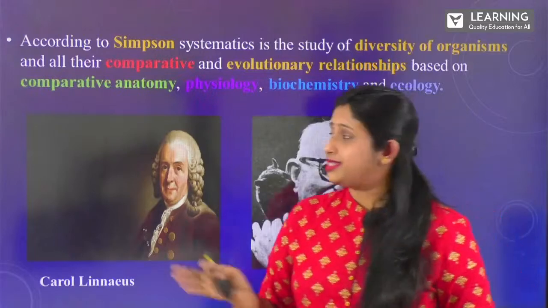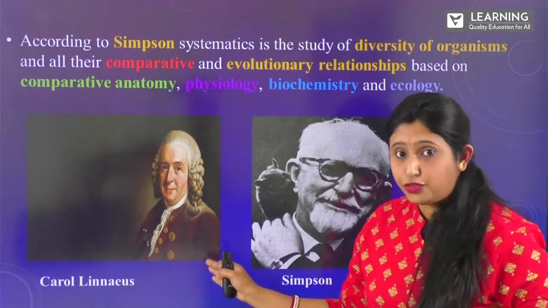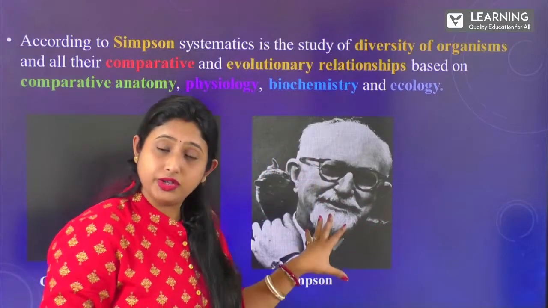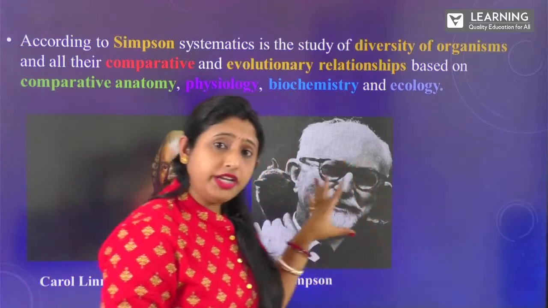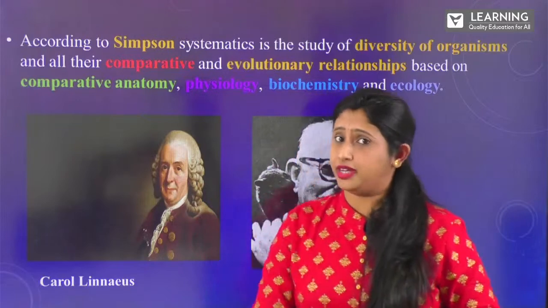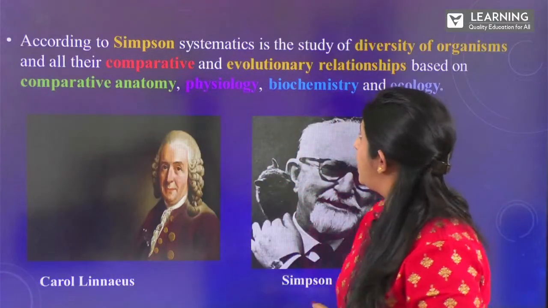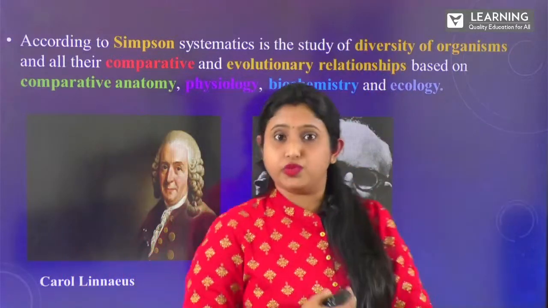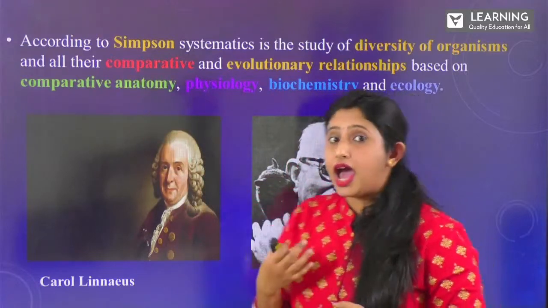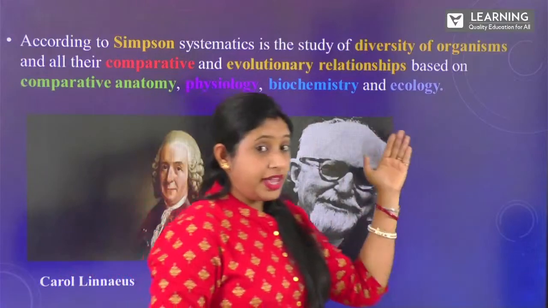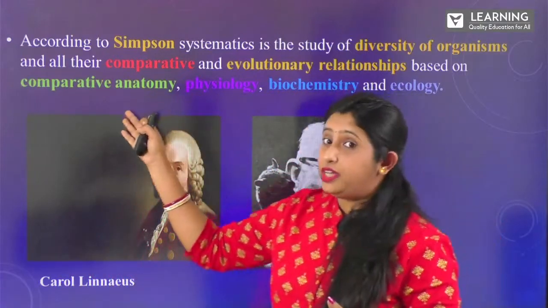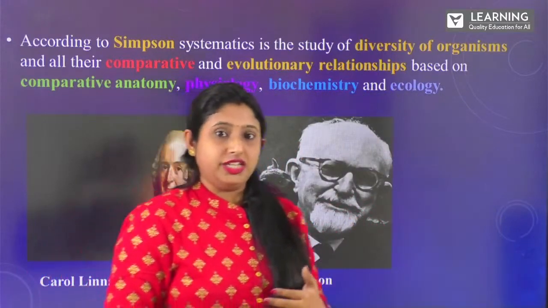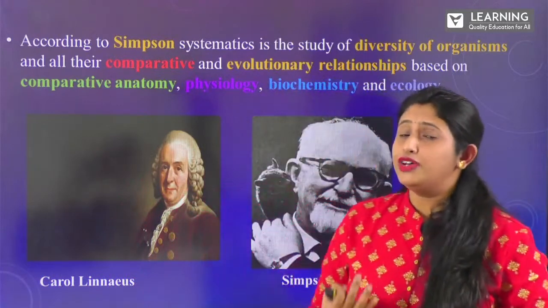Next definition, this is Carolus Linnaeus. He is the father of taxonomy. And this one is Simpson. He is also another scientist. He has given the definition of systematics. Now, according to him, what is the definition of systematics? According to Simpson, he has said that it is the study of what? Diversity of organisms and all their comparative and evolutionary relationships based on what? Based on comparative anatomy, then physiology, biochemistry, and ecology. So according to him, this is the definition of systematics.